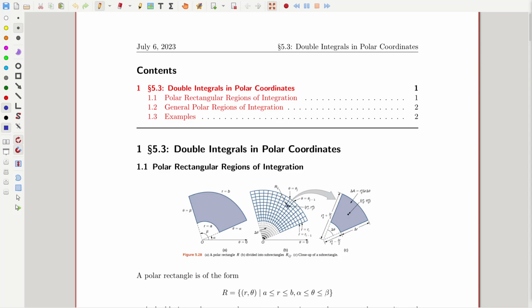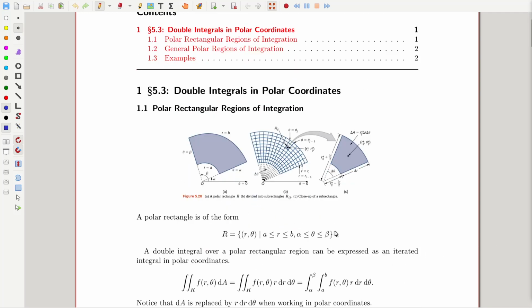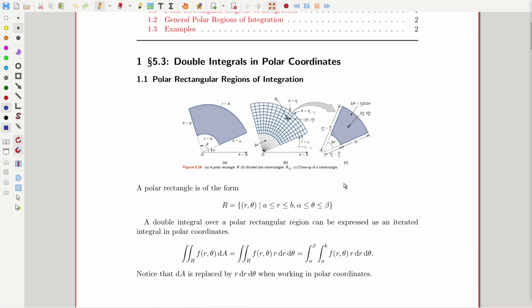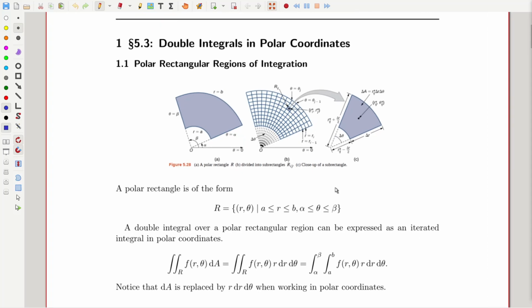Now we're discussing double integrals in polar coordinates. So, the first thing is that in polar we have what might be called a polar rectangular region, which looks a little bit different than your usual rectangular regions in Cartesian coordinates, since the way that the coordinate system works is slightly different.